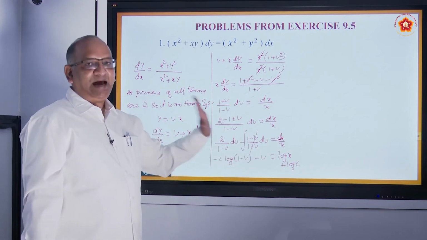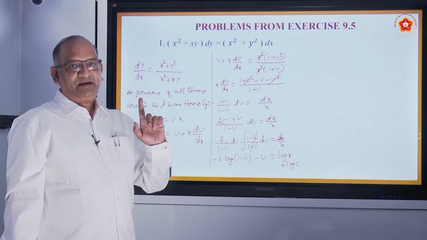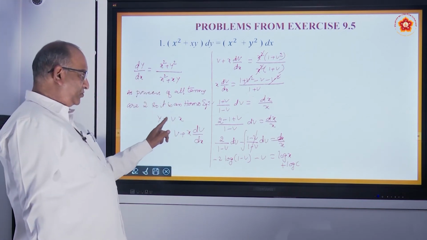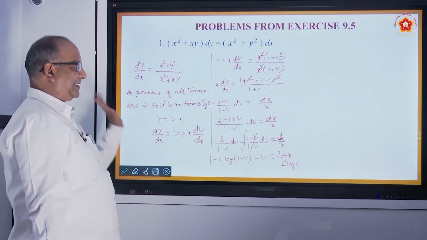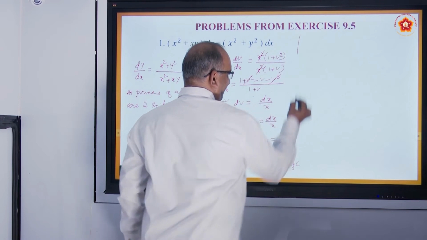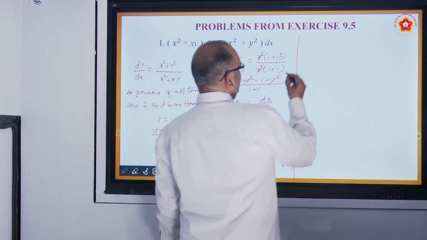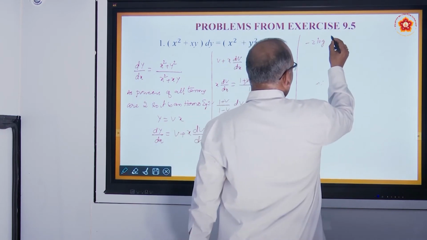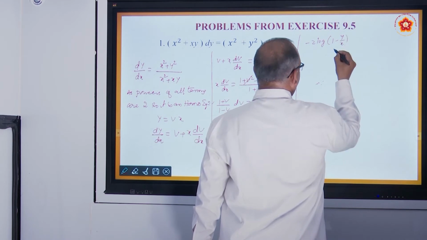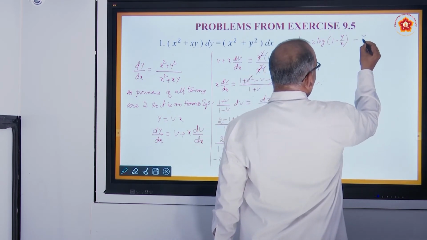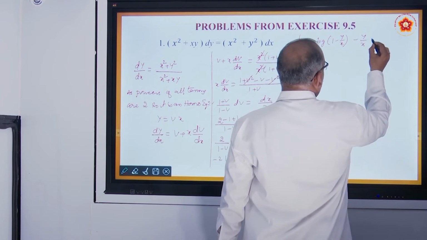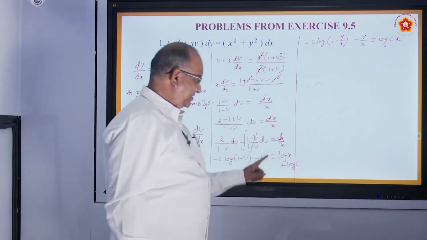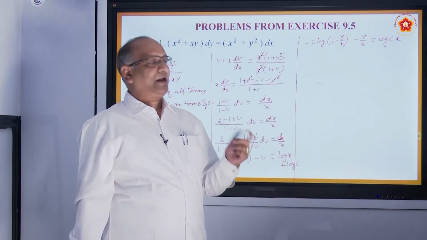Actually, this can be the answer. Only one thing you have to do is replace the value of v. We have taken y equal to vx, so v will be equal to y by x. Just do that substitution. So what you are going to get? Minus 2 log 1 minus y by x minus y by x equal to log cx. Why cx? Because there is plus log c, and log m plus log n is log mn.